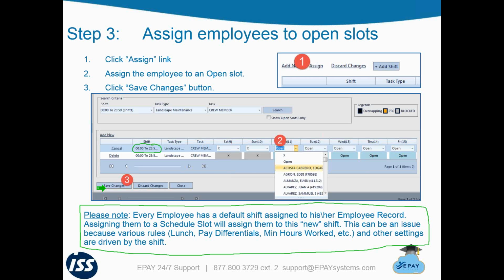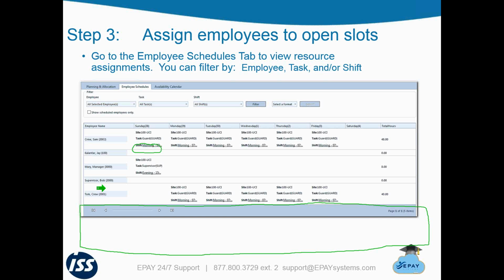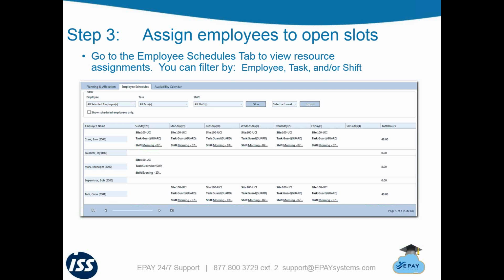Now, moving on, assigning employees to open slots. You're going to have the ability now to see, from the employee schedule tab in the Blueforce scheduling module, and you can filter by employee, task, or shift, and look at the screen to see where an employee is scheduled. For example, here, Sam Crew, the first employee on the list, is scheduled to work a specific shift on Sunday through Friday, with Saturday off.